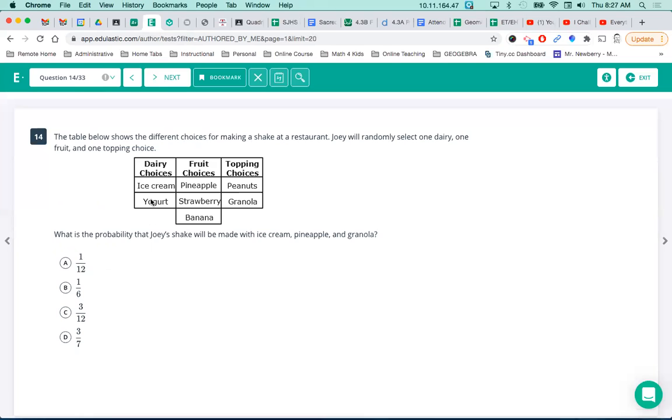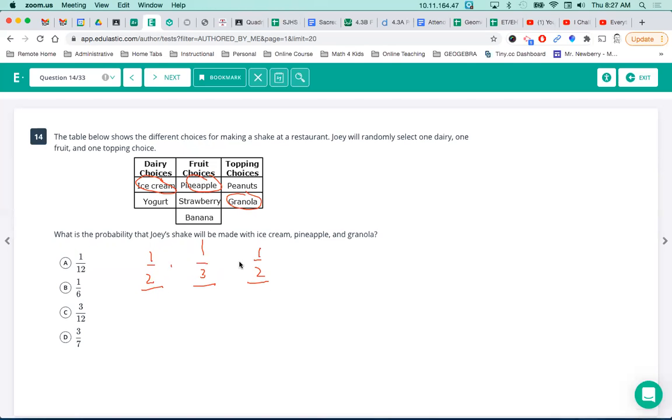Okay, so this is one of those things where we've got our different choices here. So dairy, fruit, topping. Well, what's the probability? We're trying to pick ice cream, pineapple, and granola. What's the probability of getting ice cream? Will that be a 1 in 2 chance? What's the probability of getting pineapple? 1 in 3. Probability of getting granola? 1 in 2.